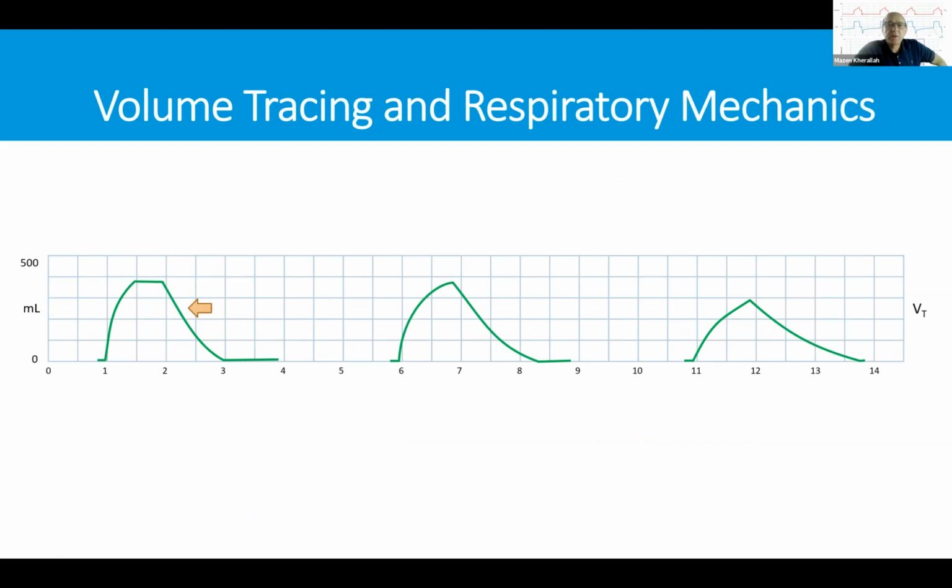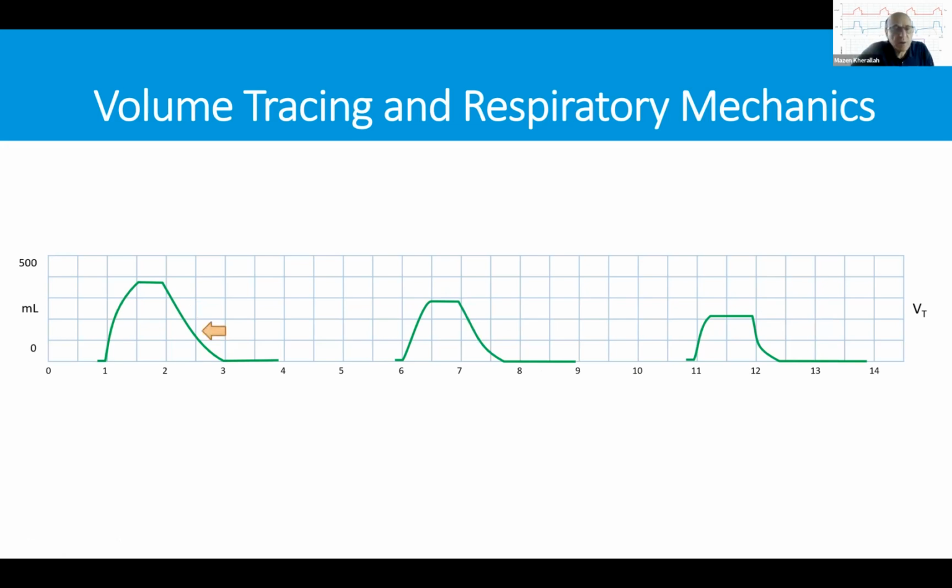And you can also look at the way the volume is exhaled. You can get information about the resistance from the shape of the decrease in the volume. So if this is normal, if you have increased resistance, it's going to take a longer time to exhale. And you can see the slope of the flow wave in the expiration. And if the resistance is higher, it's going to be even slower.